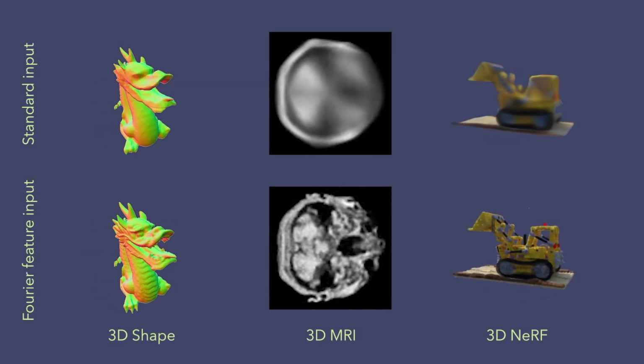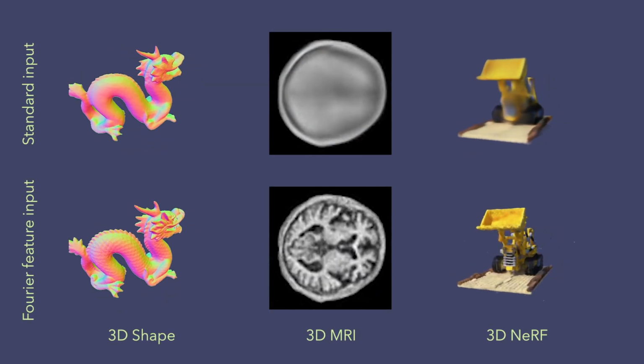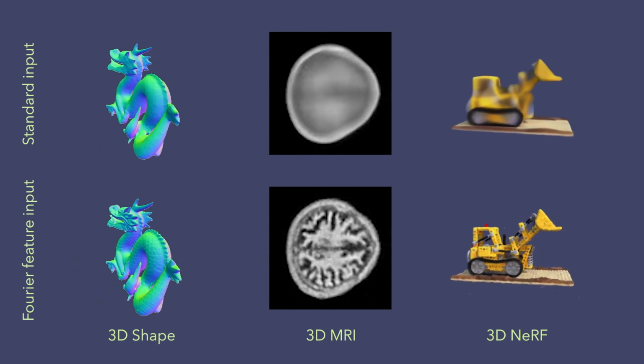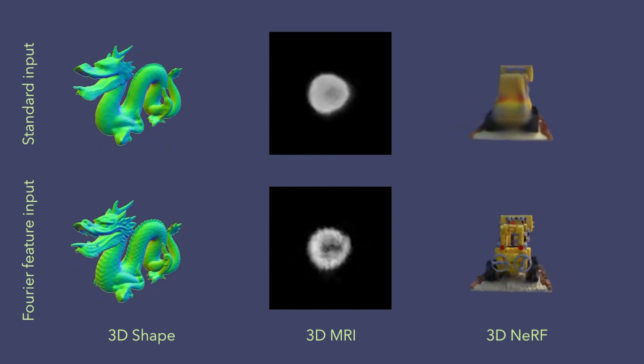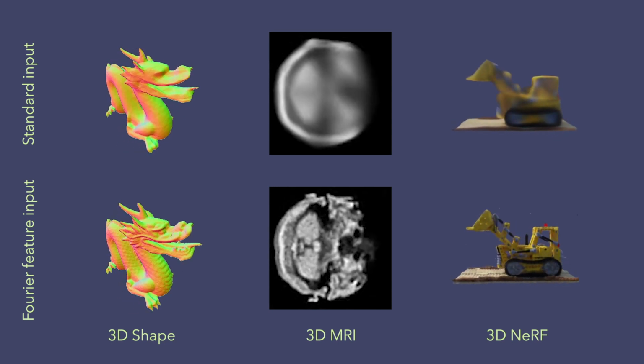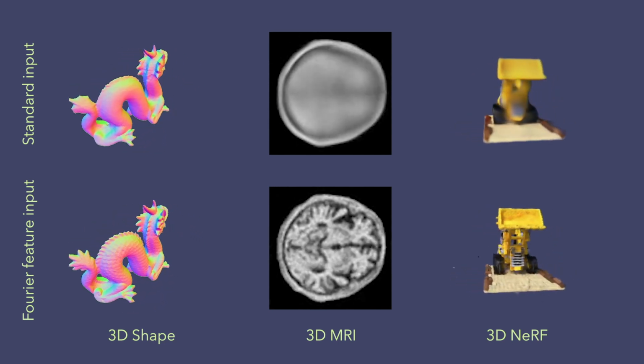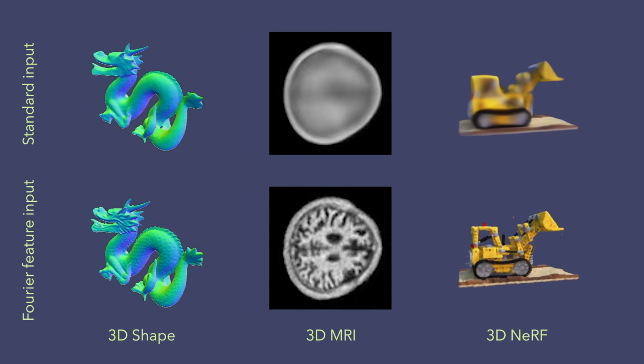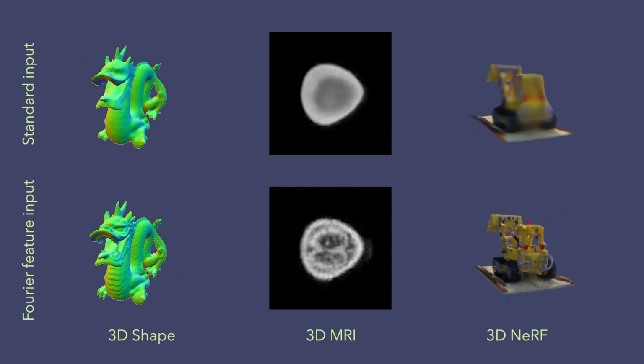This simple technique of using Fourier features with an MLP is surprisingly effective for a wide variety of low-dimensional problems, like representing 3D shapes, solving inverse imaging problems like MRI reconstruction, and reconstructing a neural radiance field from images. In contrast, using just an MLP without Fourier features works poorly for these tasks.